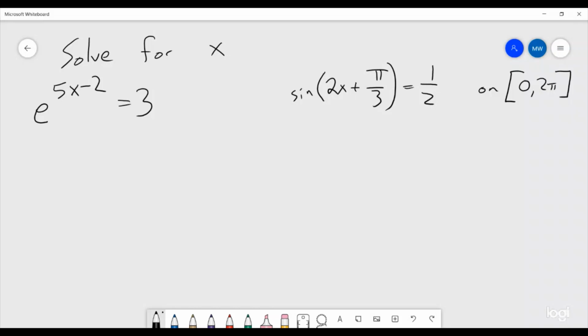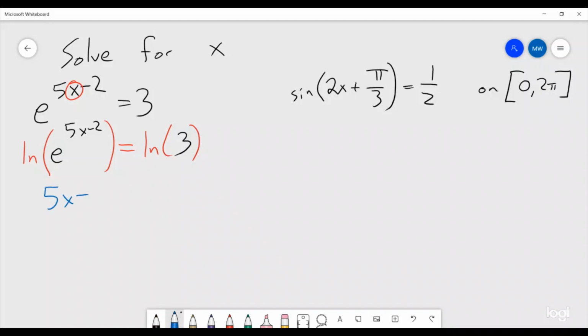Let's start with the first one. We need to somehow get this x all by itself. Now the challenge with that is it's inside the exponential of something. So we're going to need to use the inverse of an exponential. The inverse of e to something is the natural log. So we're going to look at the natural log of e to the 5x minus 2. That is equal to the natural log of 3. Great, so the natural log of e to that stuff is just going to be that stuff. So we get 5x minus 2 is equal to the natural log of 3.